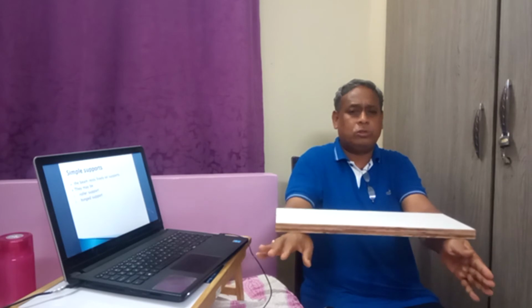So we have different types of supports, that is fixed supports or simple supports. In simple supports, again there are two types, that is roller support or hinged support. Simple support means we are simply keeping the beam on two supports. Let us suppose this is a beam. It is simply placed on two supports without any restraint. That is called the simple support.